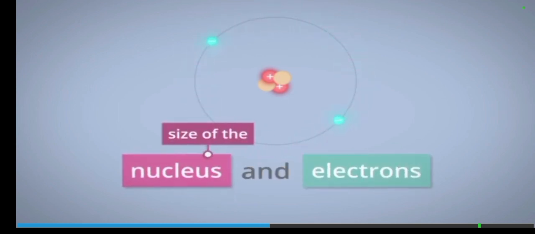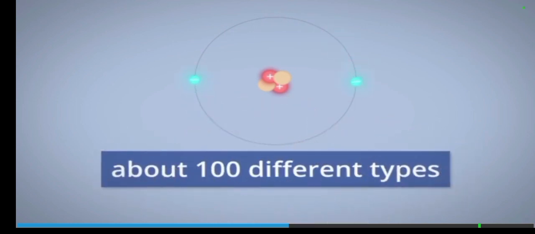Every atom has both a nucleus and electrons. But the size of the nucleus and the number of electrons can differ. So there are different types of atom. There are about 100 different types, all with their own unique properties.